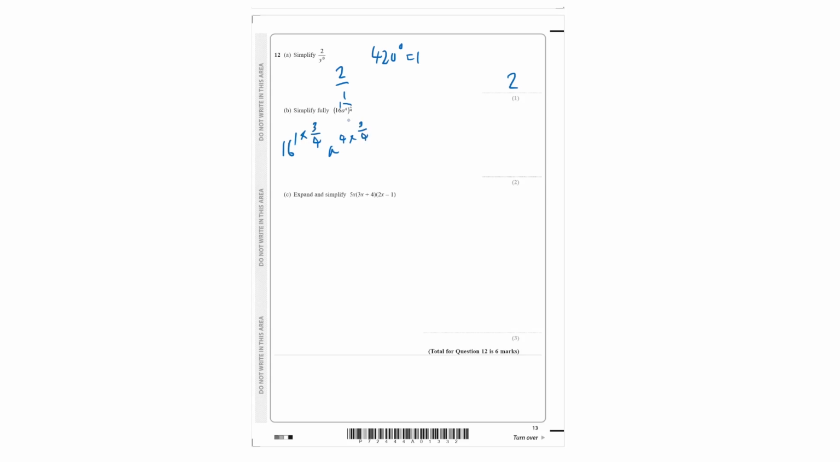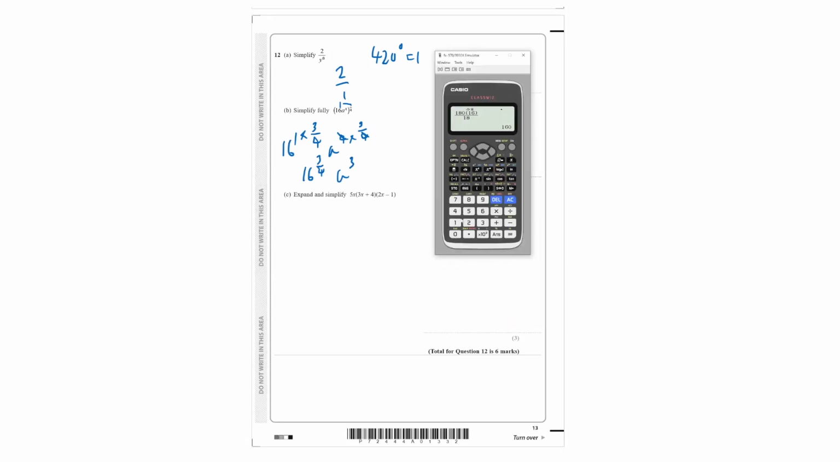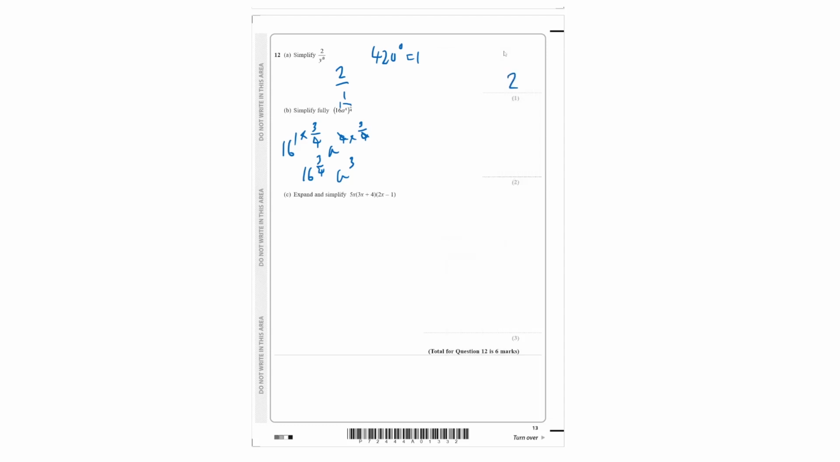We can simplify this. We have 16 to the power of 3 over 4, and a to the power of, this cancels out, so a to the power of 3. Now we can find what 16 to the power of 3 divided by 4 is. That gives us 8. So we simply write 8a cubed.